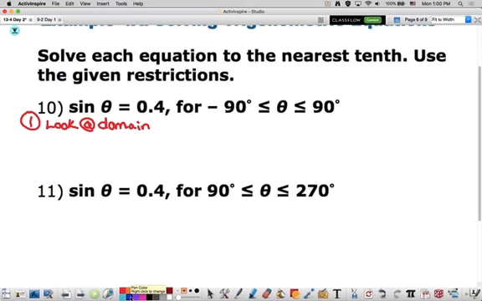Not cancel. How do you undo the sine? You do sine inverse on both sides, correct? So theta is equal to sine inverse of 0.4.